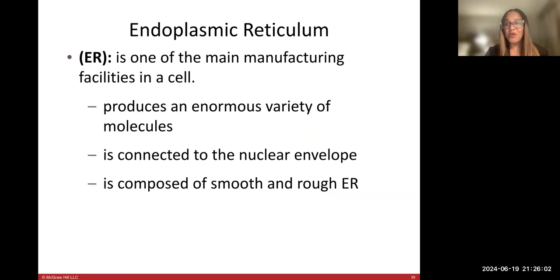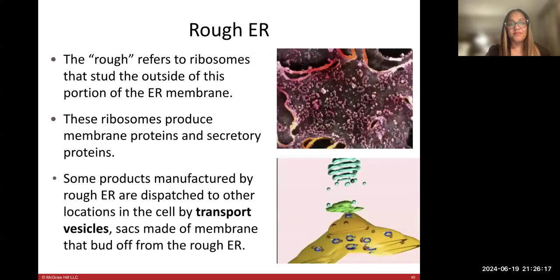The endoplasmic reticulum is a mouthful, so we usually end up just calling it ER. It's one of the main manufacturing facilities in a cell. It produces an enormous variety of molecules. It's connected to the nuclear envelope and is composed of smooth and rough ER, and that just refers to the way it looks. The rough ER refers to the ribosomes that stud the outside of the portion of the ER membrane. These ribosomes produce membrane proteins and secretory proteins.